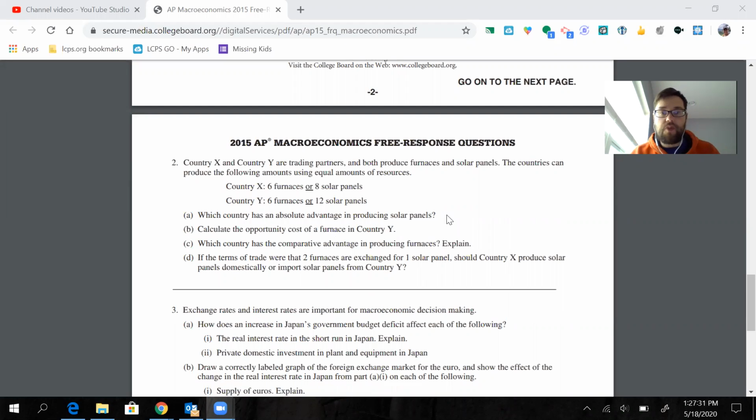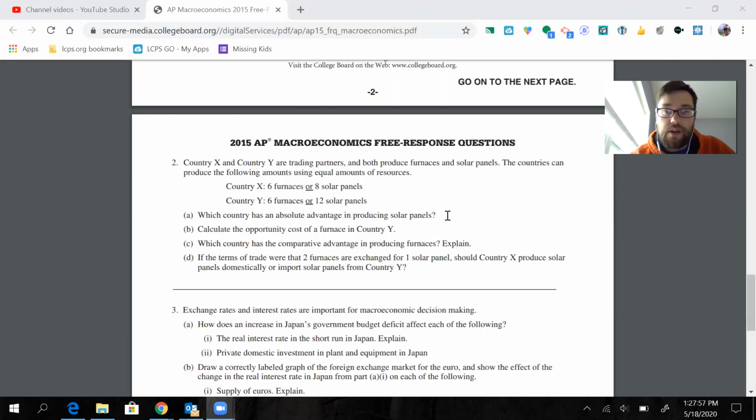Country X and country Y are trading partners. Both produce furnaces and solar panels. Those are our two products. The countries can produce the following amounts using equal amounts of resources. So here are the two possible outputs, right? 6 furnaces or 8 solar panels, and you could draw out a PPC between those points. And country Y is going to be 6 furnaces or 12 solar panels.